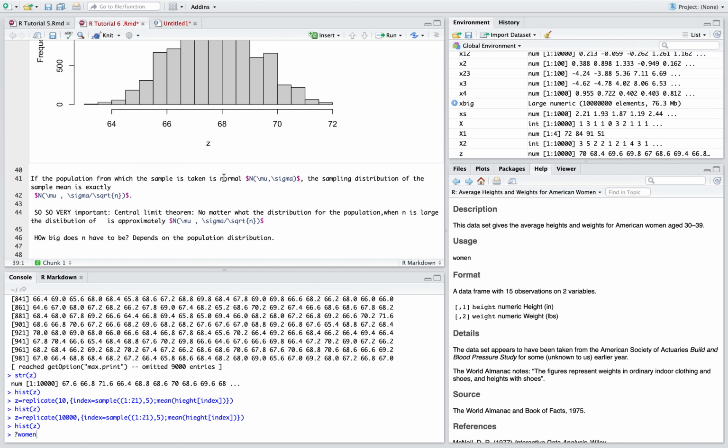So if the population from which the sample is taken is normal, which height would be, the sampling distribution of my sample mean is normal with mean mu and standard deviation sigma over the square root of n. That's our central limit theorem. So this is very, very important. The central limit theorem says that no matter what the distribution of a population, when n is large, the distribution of x bar is approximately the normal distribution with mean mu and standard deviation sigma over the square root of n.